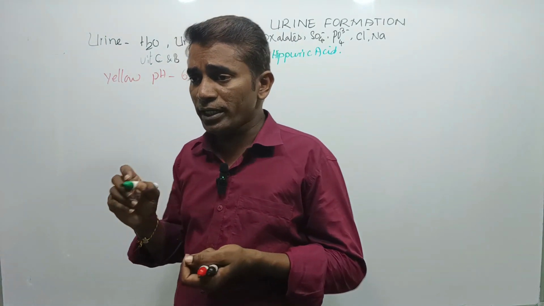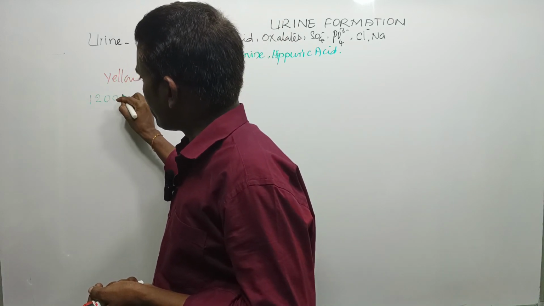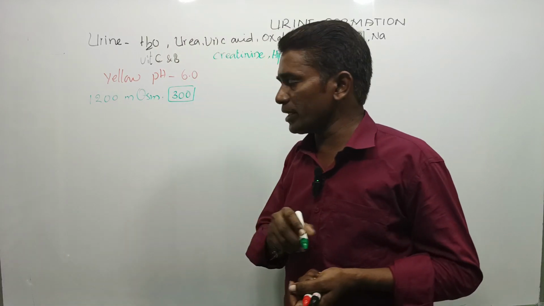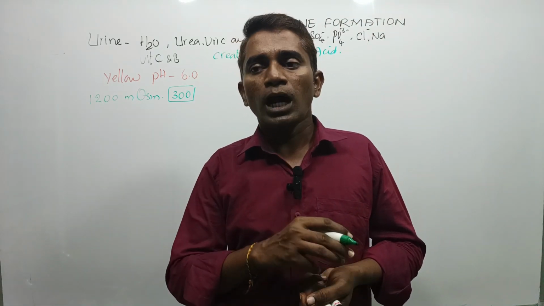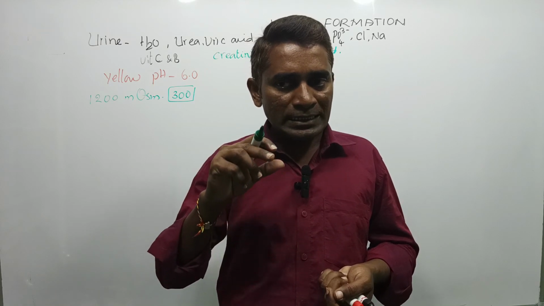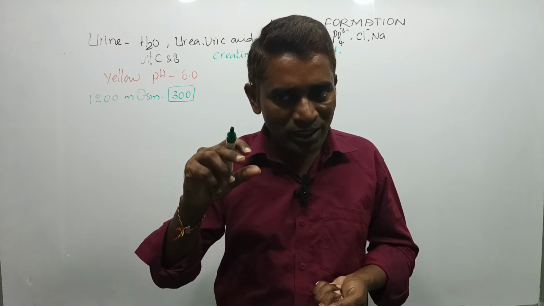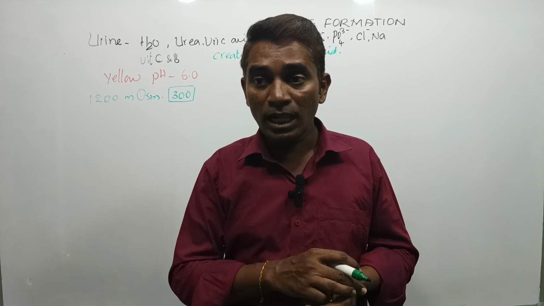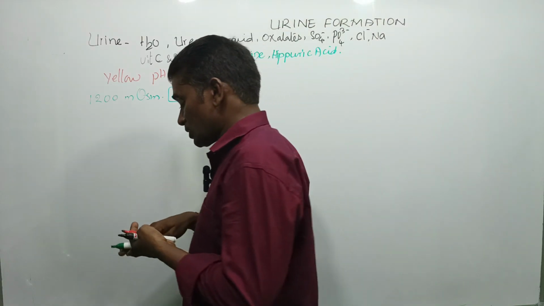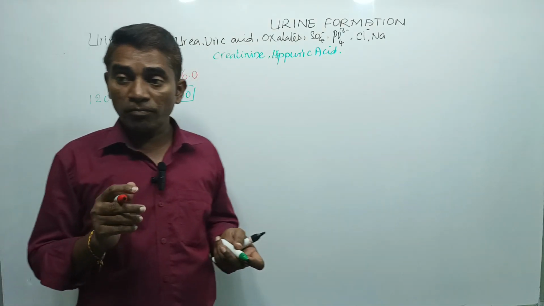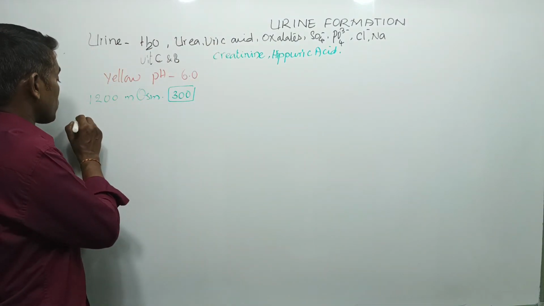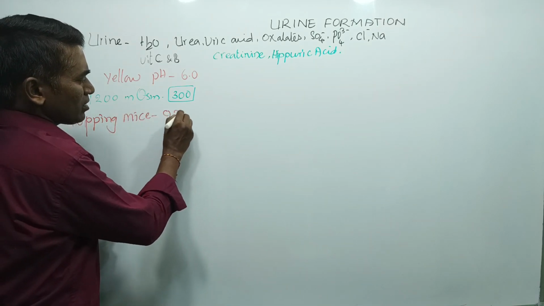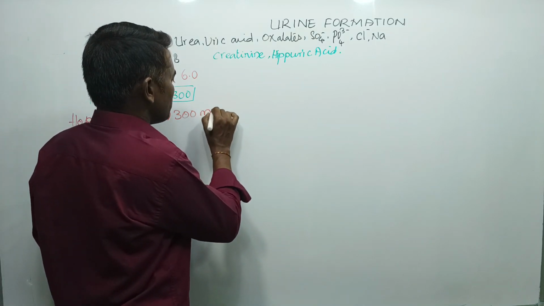Remember, human urine is having 1200 milliosmolar. The normal concentration of blood is 300 milliosmolar, which means a human being is excreting urine 4 times more concentrated than his blood itself. How is it possible? There are some organisms that excrete urine with 9300 milliosmolar. Hopping mice excrete an extraordinarily hypertonic urine, 9300 milliosmolar.